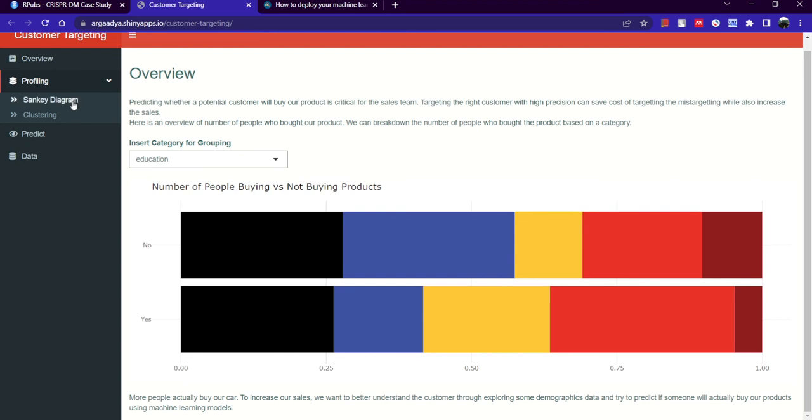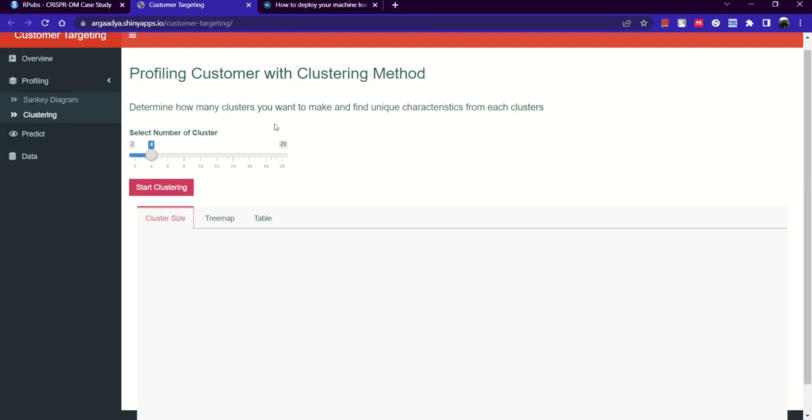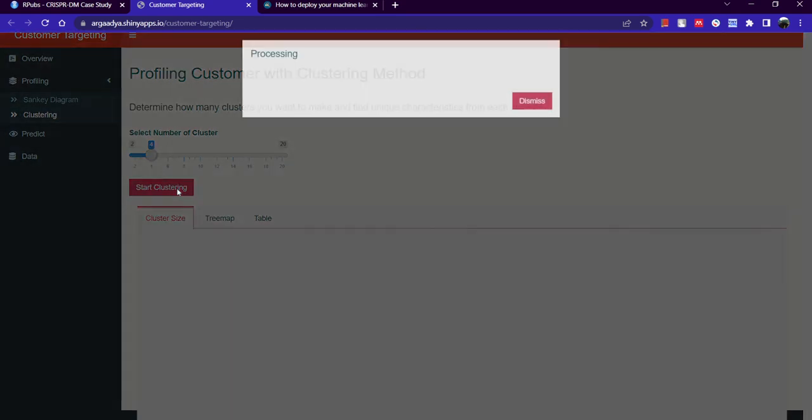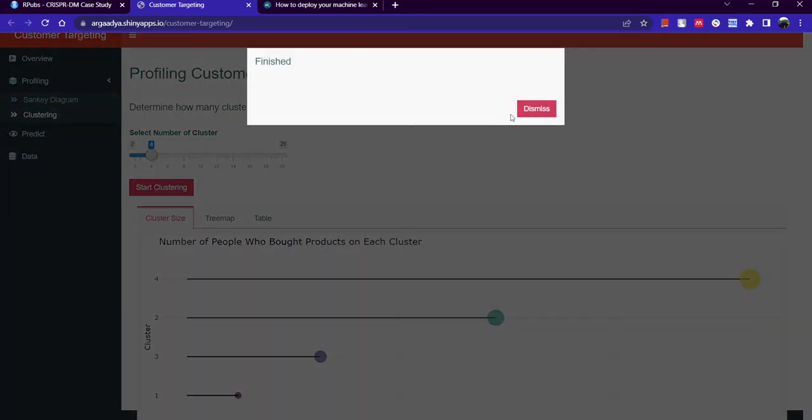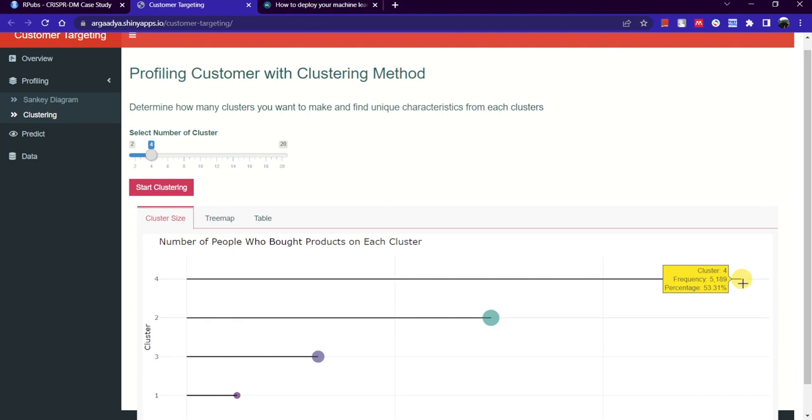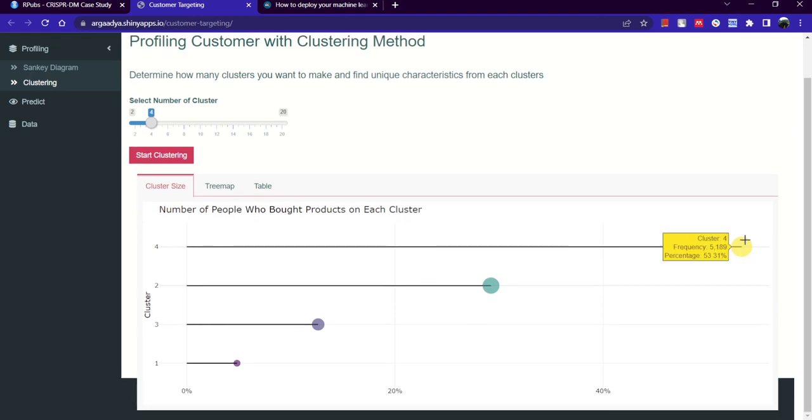And then what else do they have here? They also provide clustering. So this can help you find the unique characteristics of each cluster. You need to select the number of clusters. Let's start clustering. So we're looking for 4 clusters. Now the biggest cluster among these, that means here we have the highest number of customers, is cluster 4. The percentage is 54%, where we have over 5,000 customers.